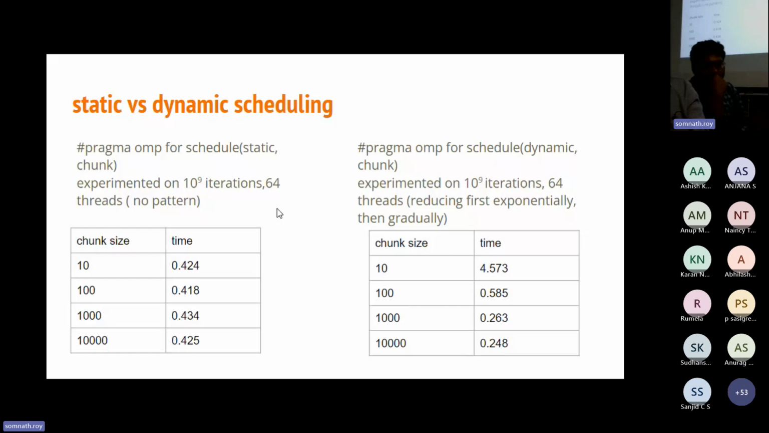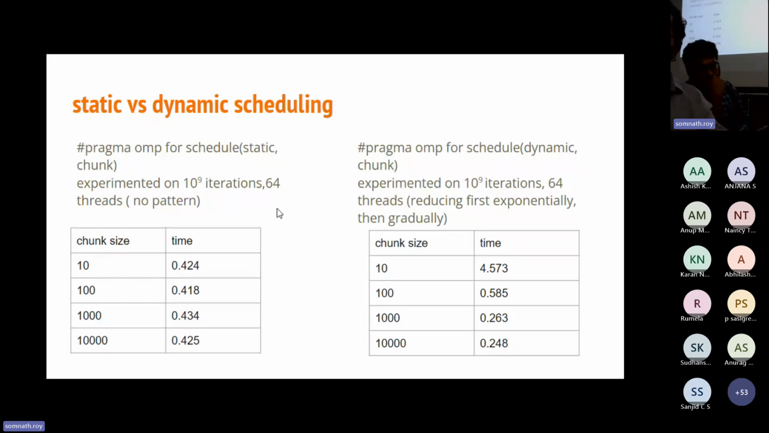The IDs mean the for loop iterator, I or whatever. The iterator values will be divided among the threads according to the chunk size. So if you have 64 threads, then at the first slot of time, 64 into 10 iterators will be allocated.